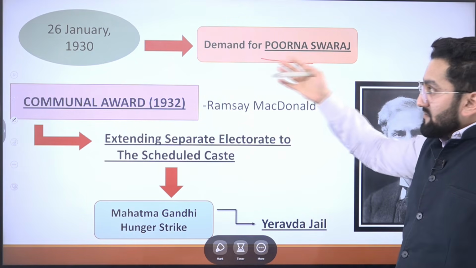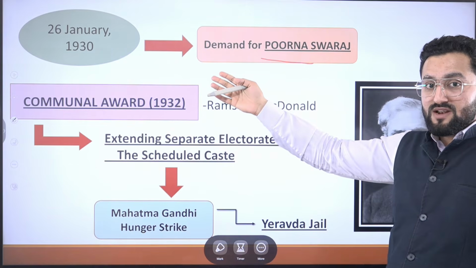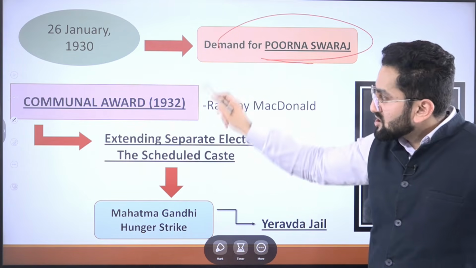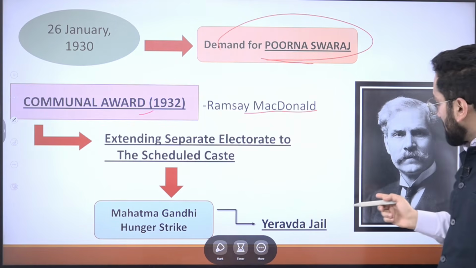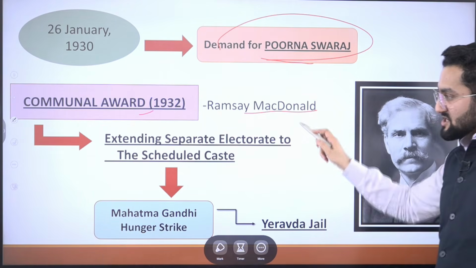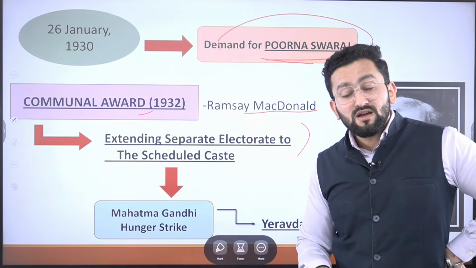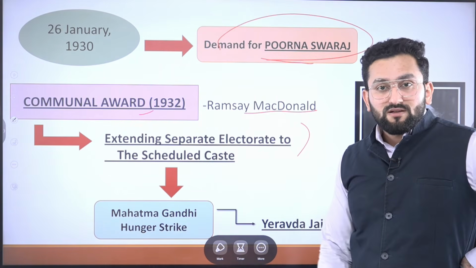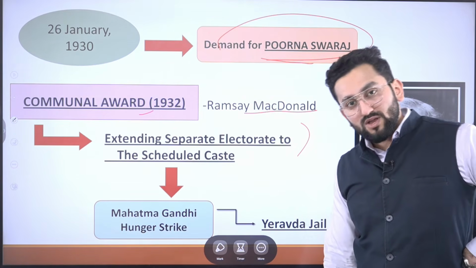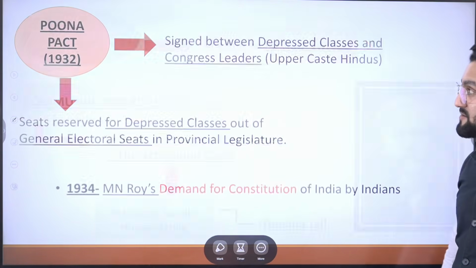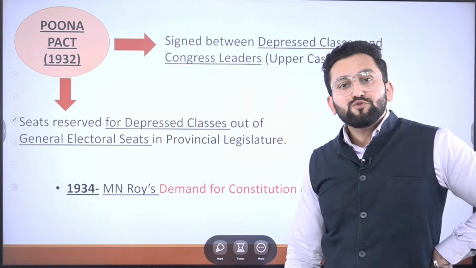So, on 26 January 1930, we had this demand of Purna Swaraj, and then in 1932 we had this Ramsay MacDonald Award, about which I also told you, extending separate electorates to scheduled classes. Now, what did Mahatma Gandhi do? Mahatma Gandhi sat on a fast unto death in Yerwada jail, right? Yerwada jail, Pune.